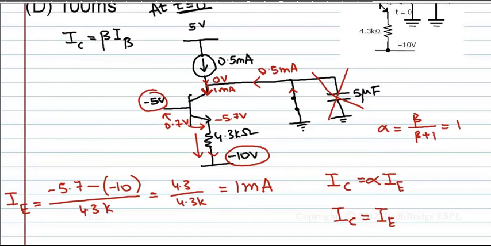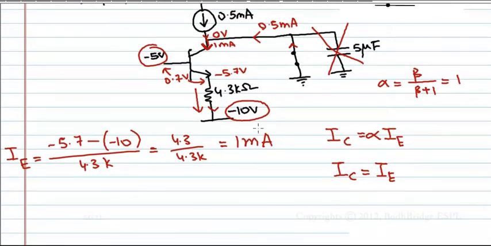VBE is how much? Greater than 0. Then I am having IE also. IE is positive. I am having IE current and VBE is equal to 0.7, and VCE is how much? 5.7. Therefore it is okay. It is in active region.